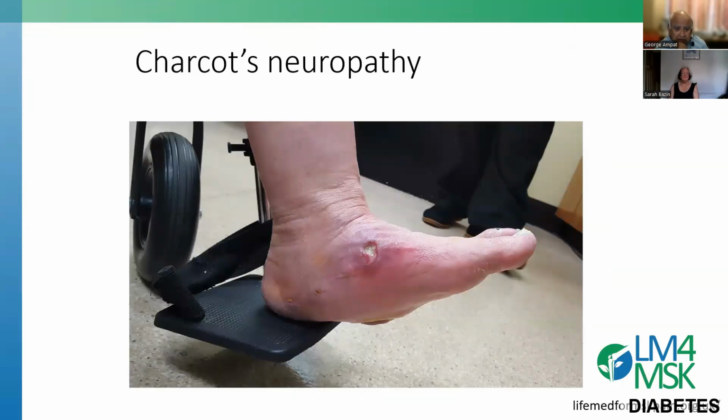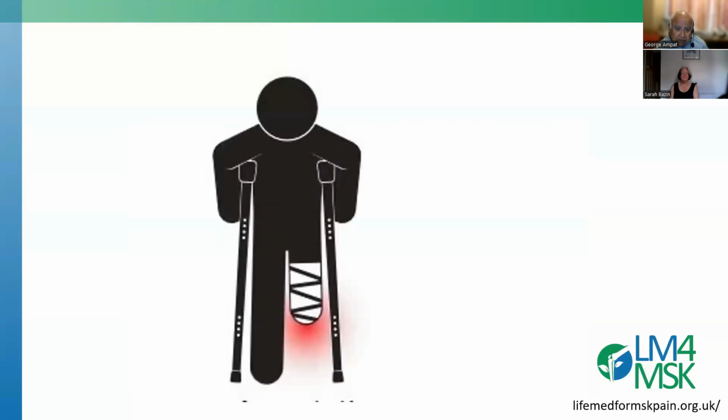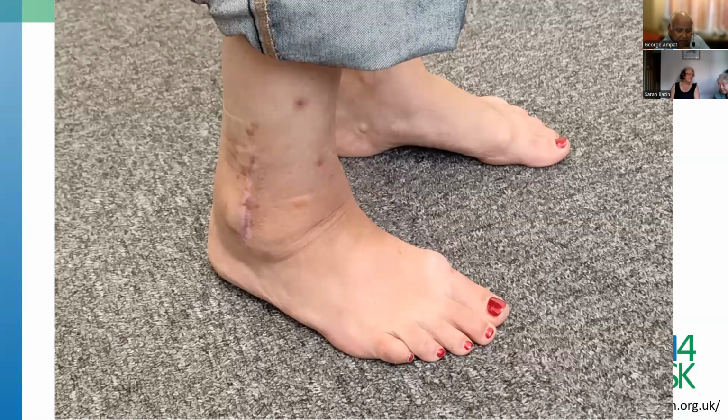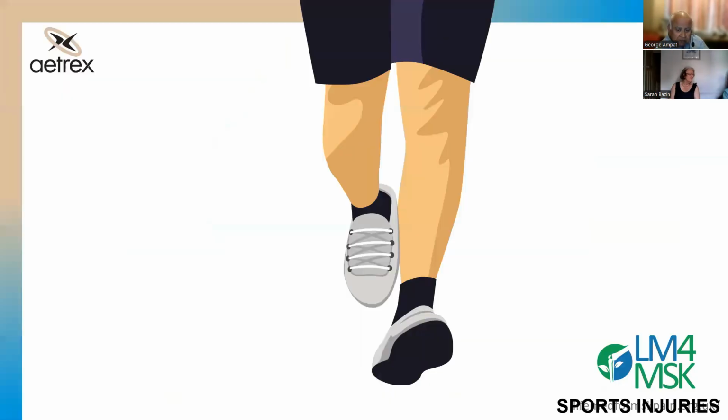We are creating Charcot's neuropathy with diabetes. And as I said, 135 amputations per week, and the majority of them are avoidable. We need to decrease that. And the post-op complications like this, where there is more pain in the foot.